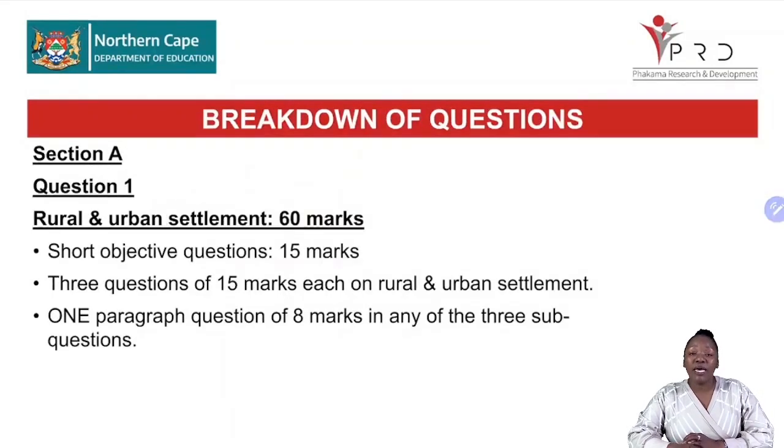Then again, looking into question 1, as our focus is on question 1 today. Under question 1, you will find questions based on the rural as well as the urban settlement. So you will first have the short objective questions. Those are your one-word questions. It will be 15 marks. And then after that, you will have 3 questions that are based on the rural or the urban settlement. So each question is 15 marks. Amongst those 3 questions, you will have one with a paragraph question.